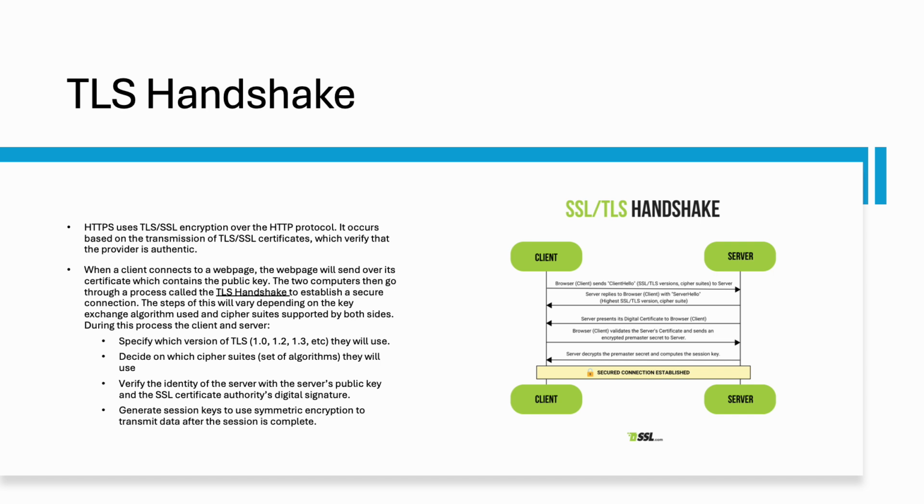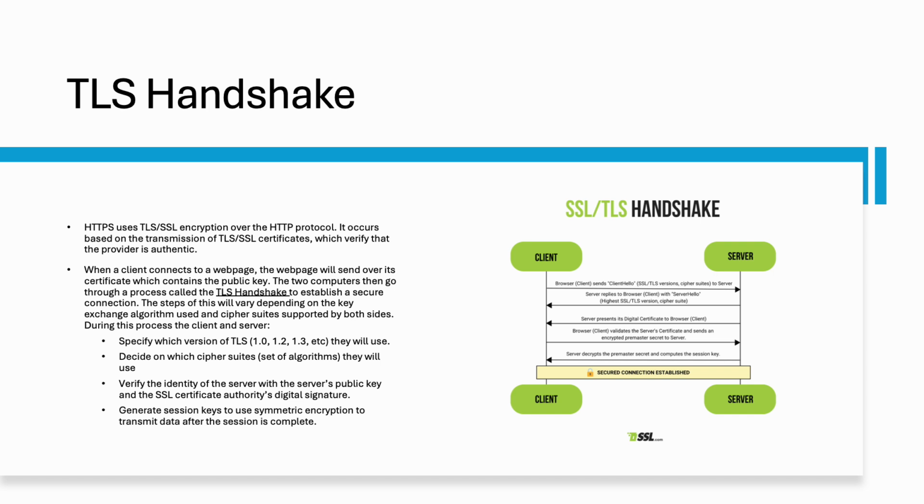HTTPS uses TLS encryption over the HTTP protocol. It occurs based on the transmission of TLS certificates, which verify that the provider is authentic. When a client connects to a web page, the web page will send over its certificate, which contains the public key. The two computers then go through a process called the TLS handshake to establish a secure connection. The steps of this will vary depending on the key exchange algorithm used and cipher suites supported by both sides.